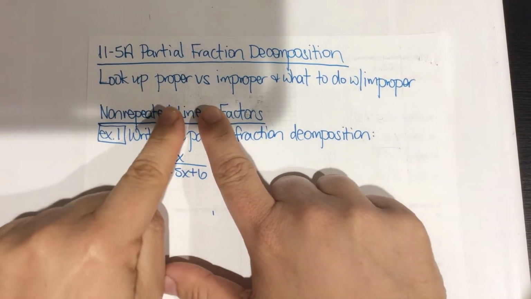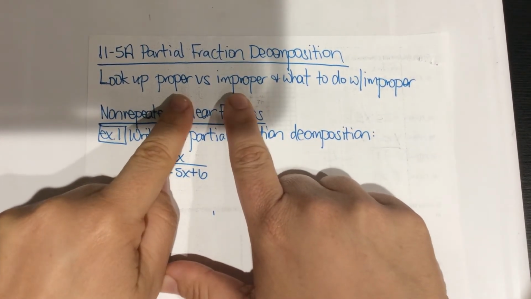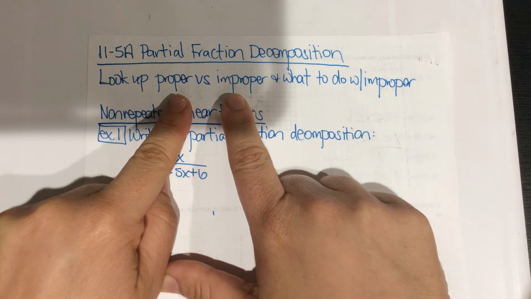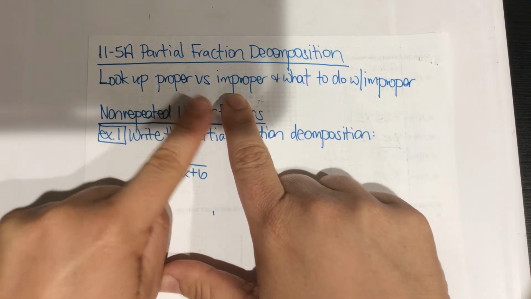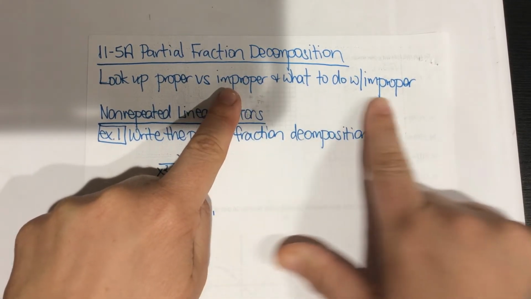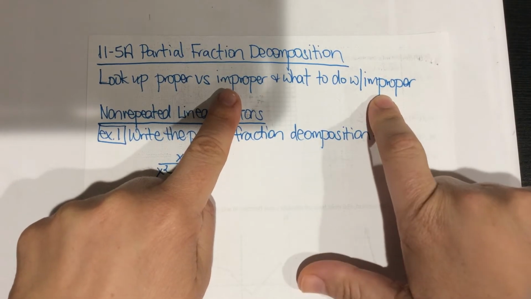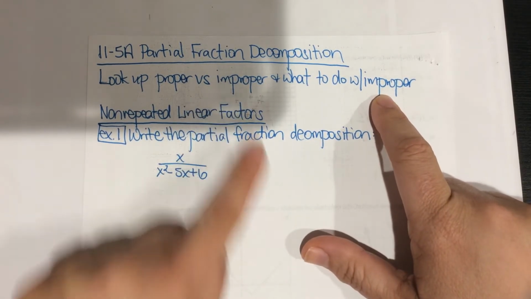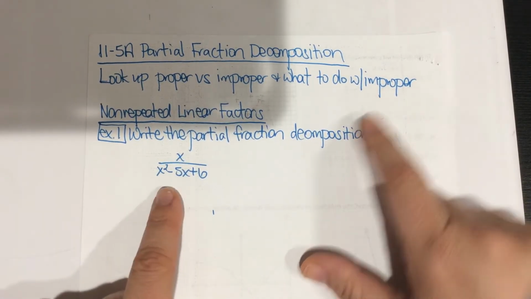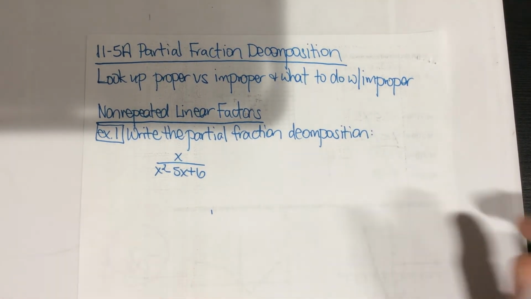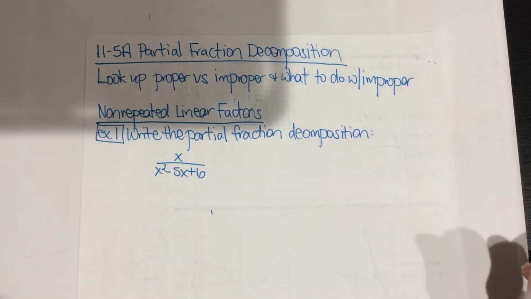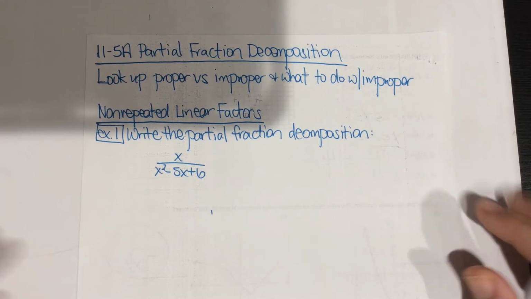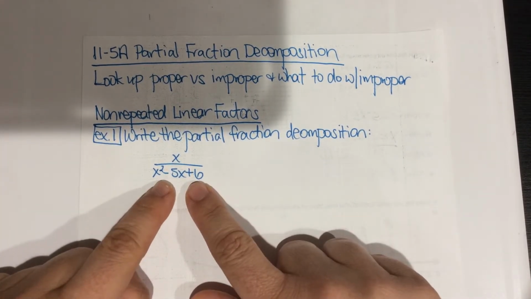First, though, before I'm jumping the gun here, look this up in your book. It's easy to find. These terms are in bold, but make sure you read past the bold terms to figure out what you need to do when you have improper fractions, and then we're going to only be dealing with proper fractions. So write the partial fraction decomposition. We want to break this into two separate fractions.